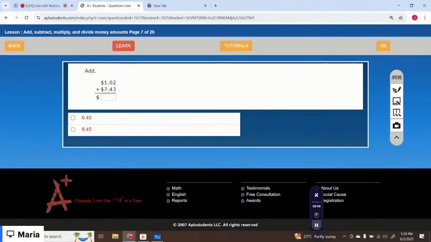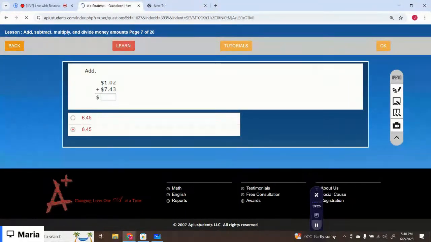1.02 plus 7.43. So which is the correct option? That is 8.45. Option number two is the correct option. Okay, you can complete the lesson by yourself later today.